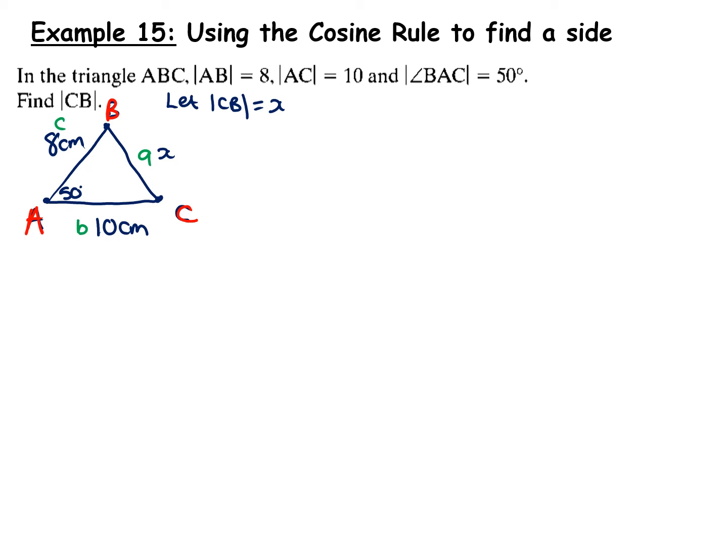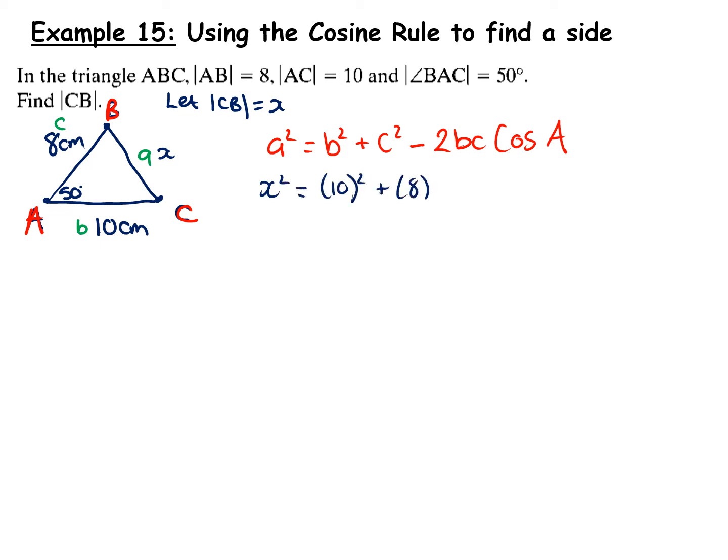So the formula is a squared equals b squared plus c squared minus 2bc cos A. Now, you might have to relabel your triangle to make it work. The angle that we have should always be labeled A. That's fine in our case, it is A, but if it wasn't, you could relabel it. We have x squared equals 10 squared plus 8 squared minus.